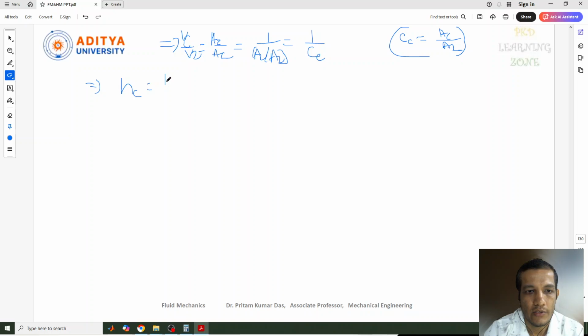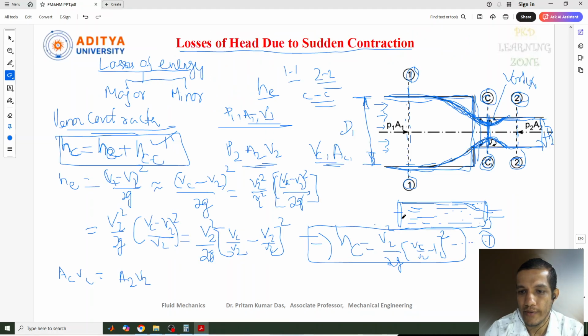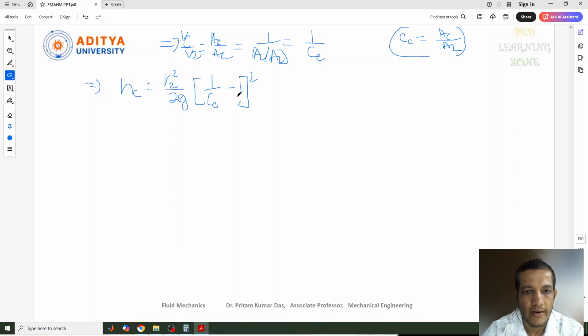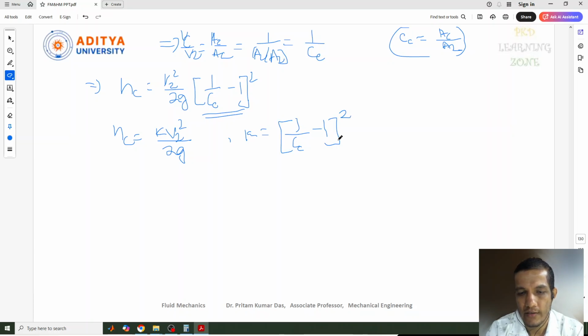Now HC equal to, this is what we got there: V2 square by 2G, bracket start, 1 by CC minus 1, whole square. Now this term we can write as the k value. So HC equal to k into V2 square by 2G, where k is a constant term. Now we can write k depending on CC, the coefficient of contraction, so k equal to (1 by CC minus 1) whole square.